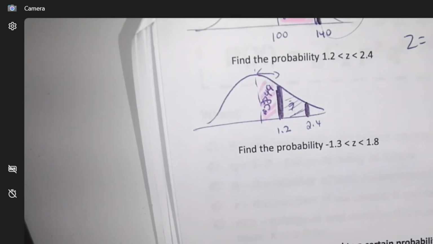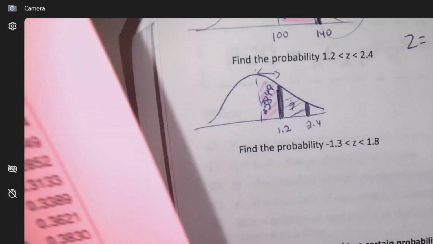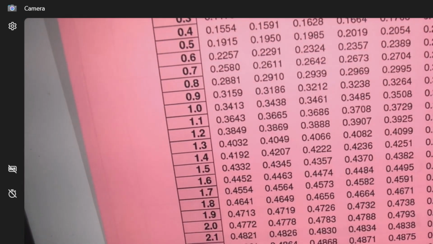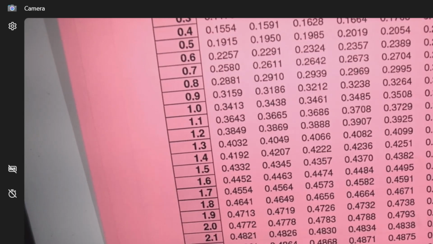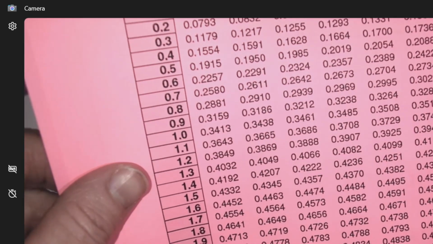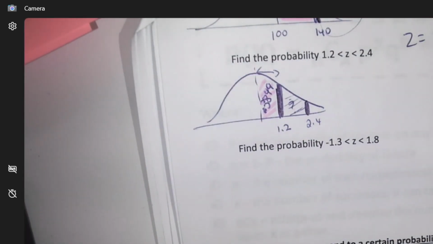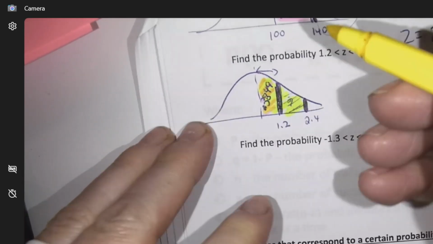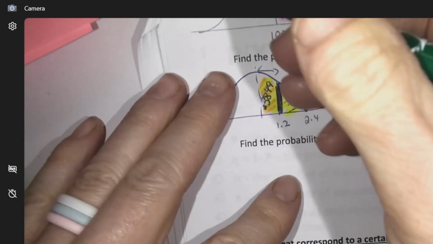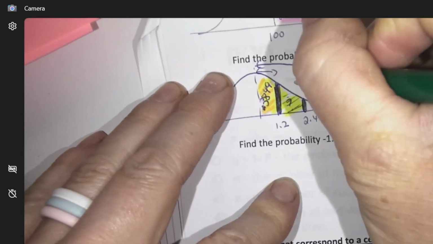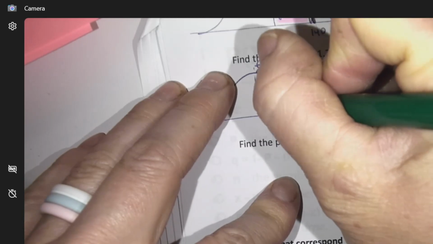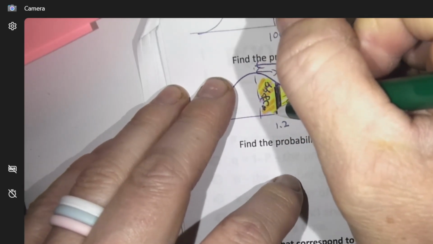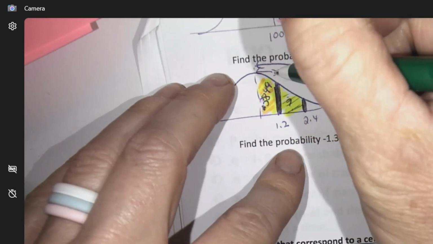And then I'm going to look up 2.4. So 2.40 is 4918. Is that where you are in the chart? You're finding this same spot? And that would be that. So what did I say? 4918.